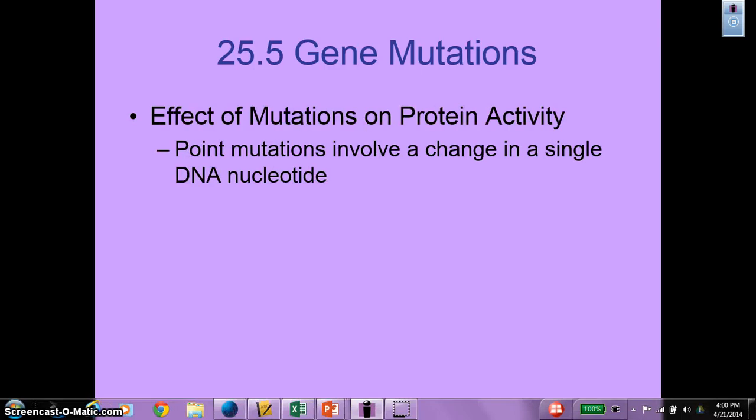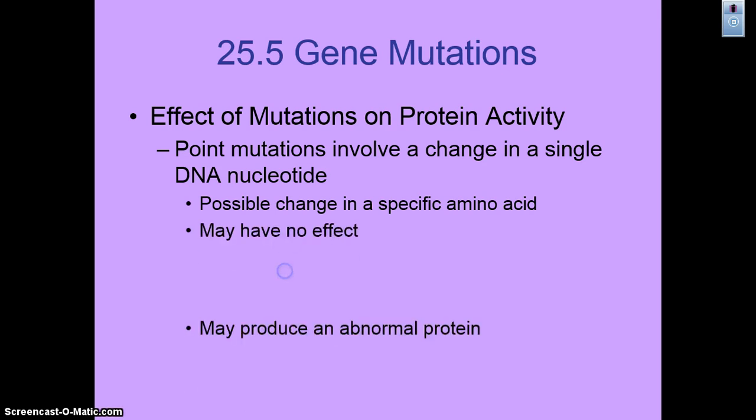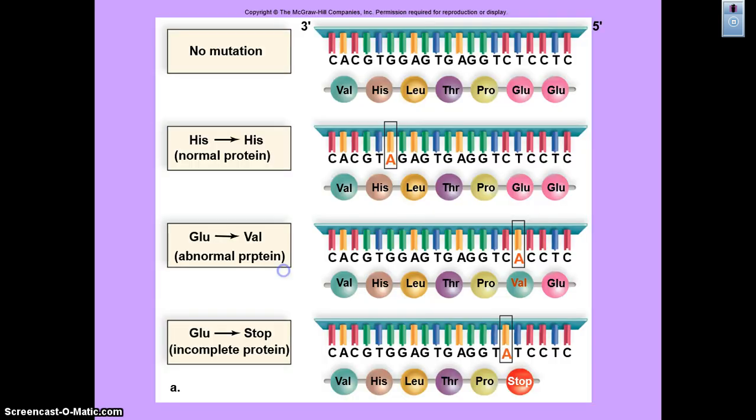Look at the effect of mutations on protein activity. Point mutations involve a change in a single DNA nucleotide. Possible change in a specific amino acid when this occurs may have no effect at all. It just depends on what gets changed. It may produce an abnormal protein. An example of a point mutation that causes an illness is sickle cell anemia. It also may cause it to produce an incomplete protein. So some of you on the virtual lab experienced this type of a mutation.